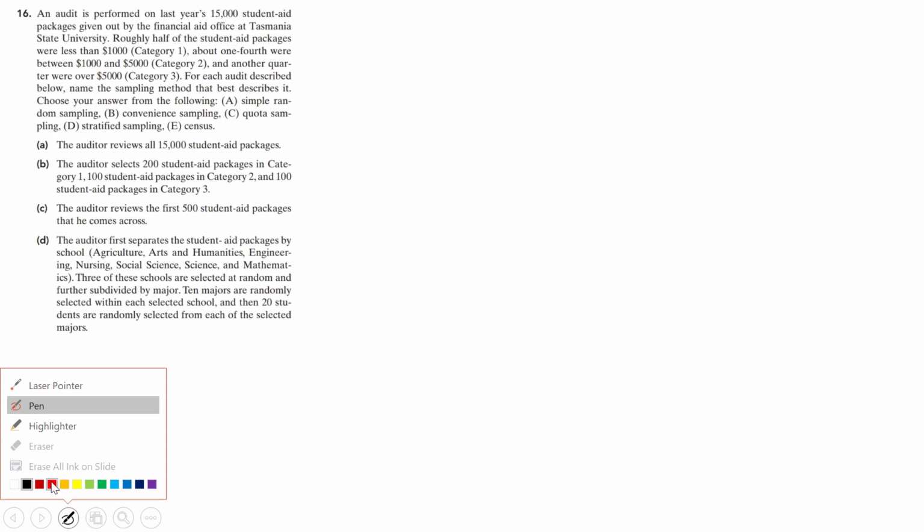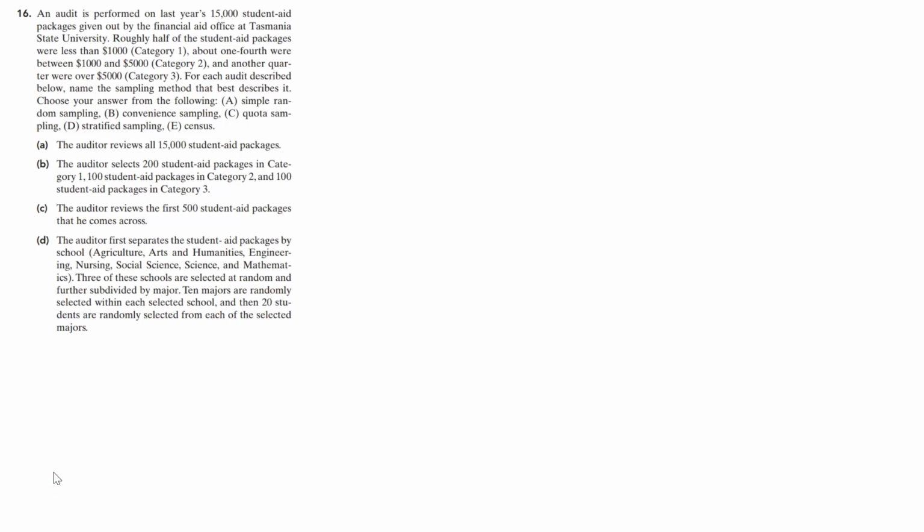Okay, so let's look at number 16 and practice some of our vocabulary here. Quota sampling is a systematic effort to force the sample population to be representative of a given population through the use of quotas. The sample should have so many women, so many men, so many blacks, so many whites. So that's quota sampling, and that's what's going on here.